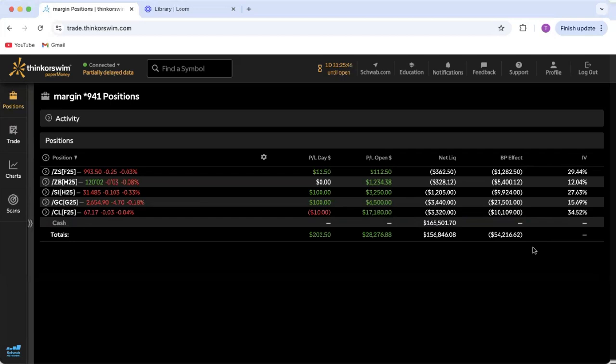And what we do is we basically look at that amount versus the cash amount in the account. And we don't ever want to go above 50% margin versus cash. And I'd really rather you be in the 40% range. 40% margin, say it again. 40% BP, which is BP effect divided by cash.